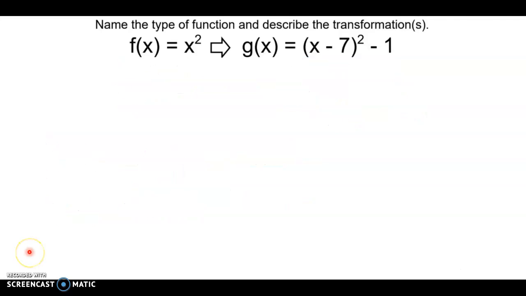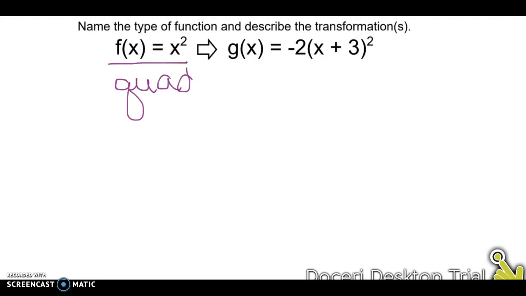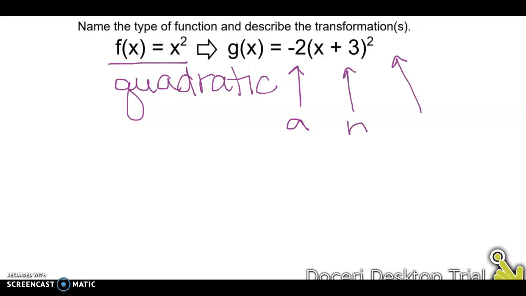Let's do one more. The function f of x is equal to x squared. What kind of function is that? Quadratic. And we're going to move it to the function g of x, which has got an a value, an h value, but there's no k value. So we only change the a and the h.